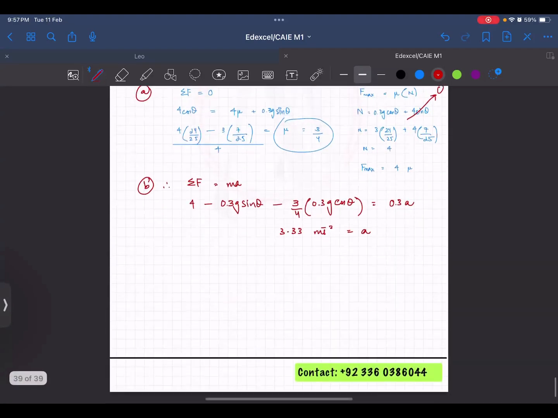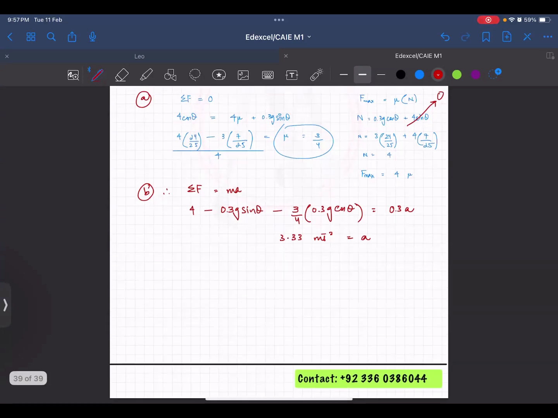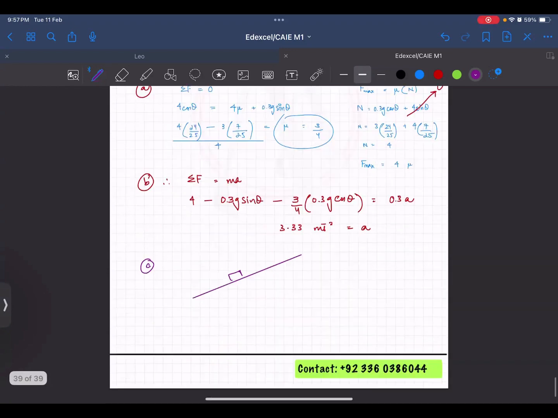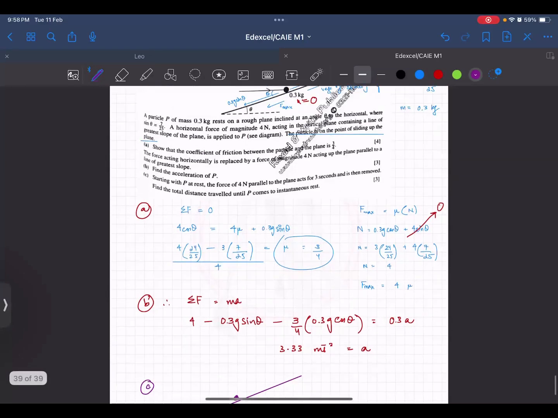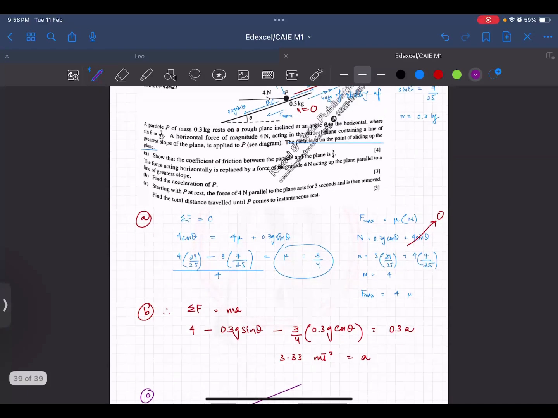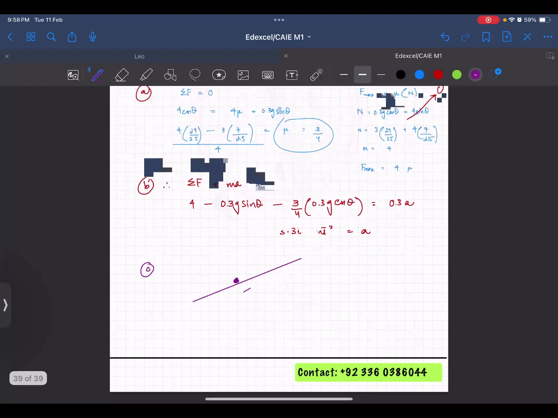This means that right now, we're doing part C. This was the plane, and this was a ball or something like a particle. The acceleration, they are telling us that this force of 4 Newton is actually being applied for 3 seconds only. So for 3 seconds, acceleration is 3.33 meter per second square, and after that acceleration is 0.